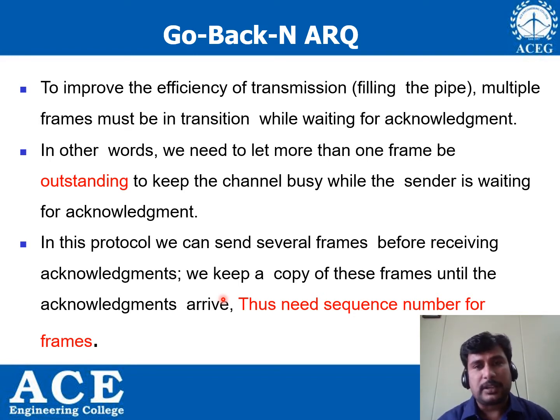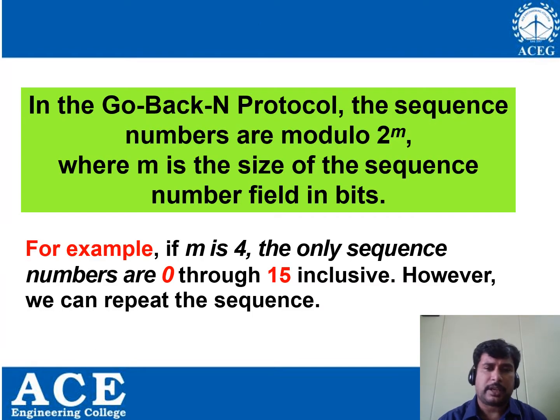If we receive a negative acknowledgement, or if we don't receive an acknowledgement for a particular frame, we are going to retransmit. So we need a sequence number assigned to the frames, but here the sequence numbers will be different from the Stop and Wait ARQ, which we discussed in the previous session. In Go Back N ARQ protocol, the sequence numbers are modulo 2 power m.